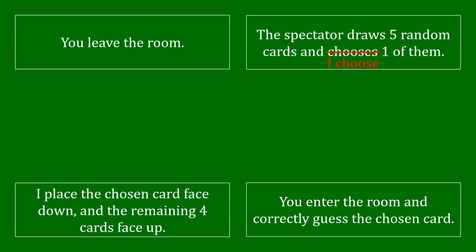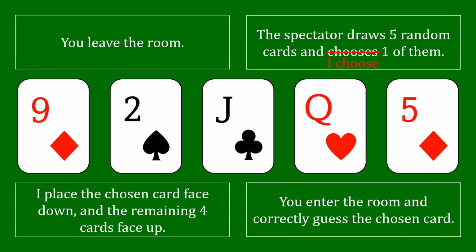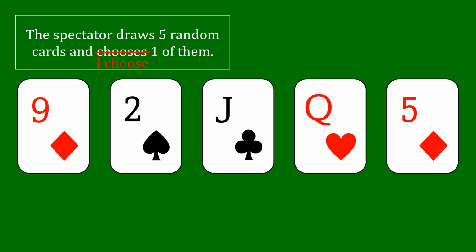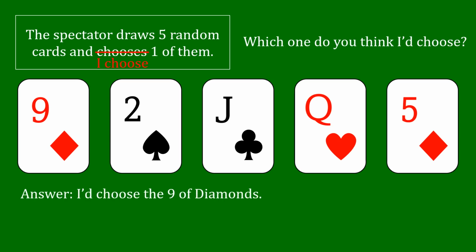Let's look at the same set of 5 cards from before. If I get to choose a card to communicate, which card do you think I'd choose? Try to see what some of these cards have in common. The answer is that I choose the 9 of diamonds. Let's see why.